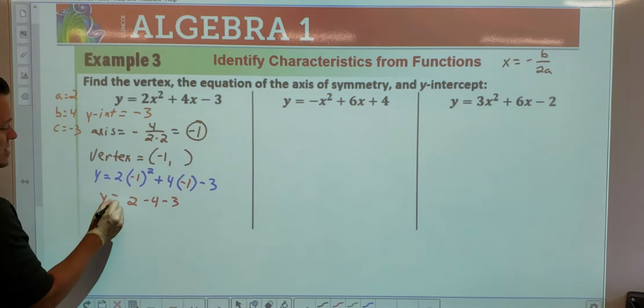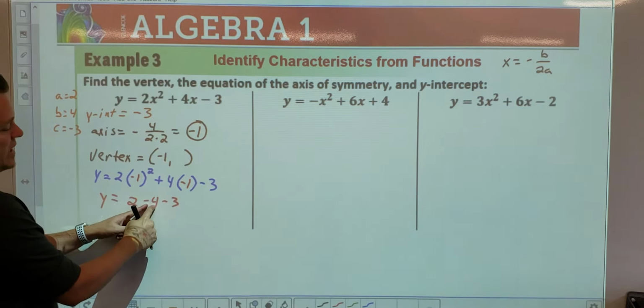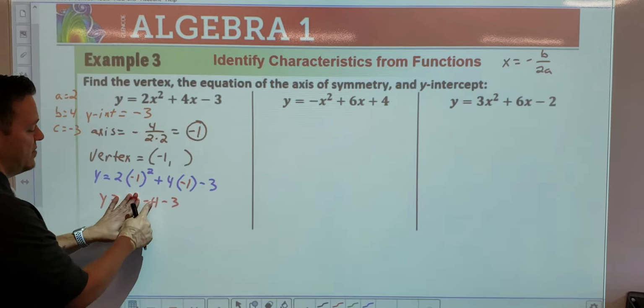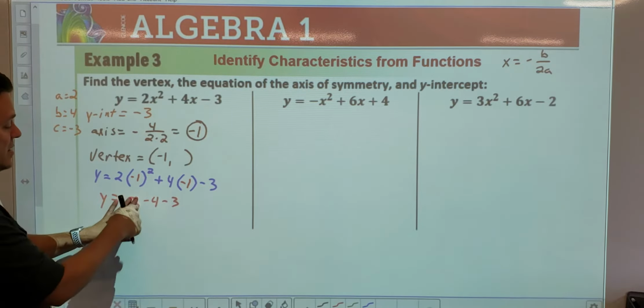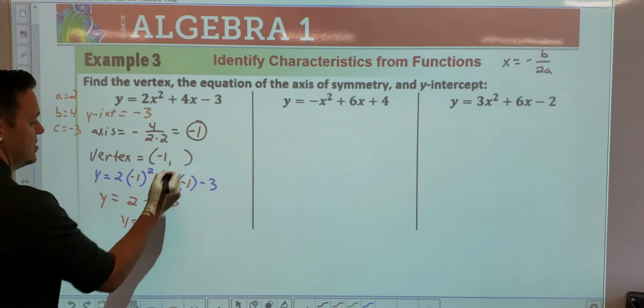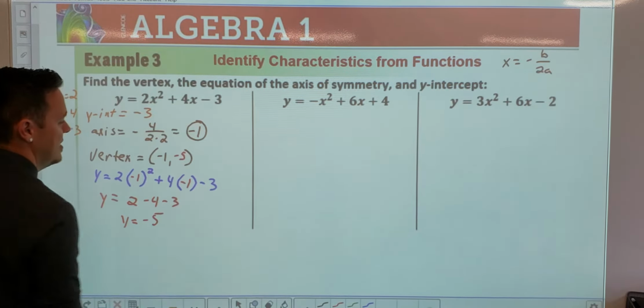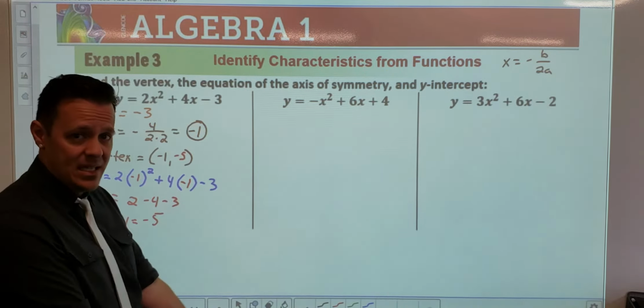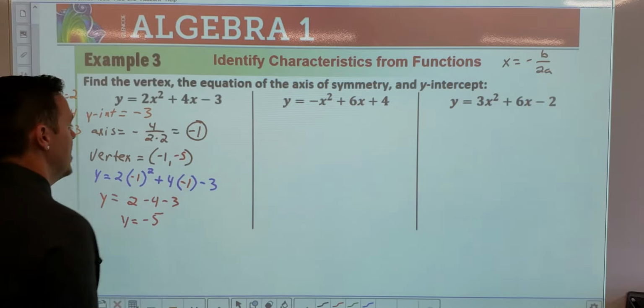So we have y equals 2, then -4 and -3. Add them together. Remember, it's like spending 3 and spending 4, so you've spent 7. Somebody gives you $2, so you've actually only spent 5. So your vertex ends up being -1, -5. Hopefully you see that. It's simple math: you just plug it in and do it. Plug and play.